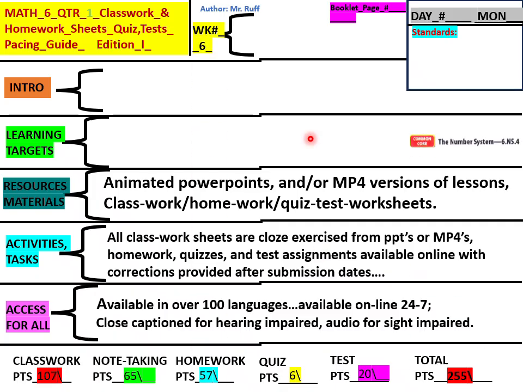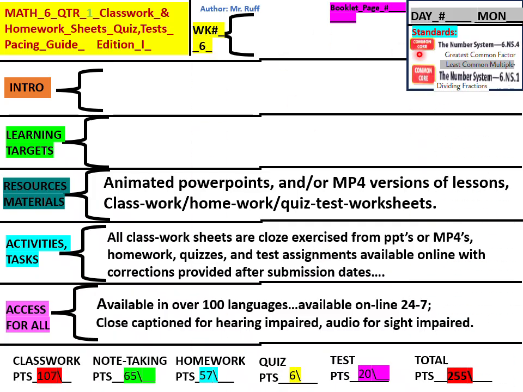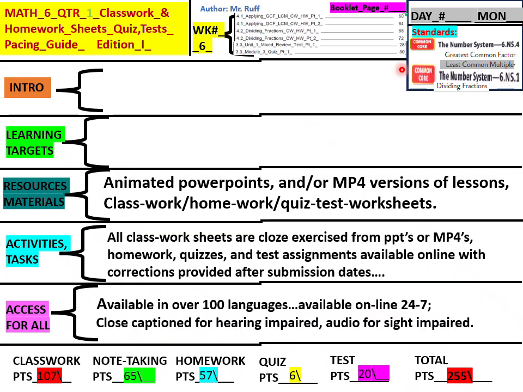So we start out here, Week 6, and we start out with our standards. What's our standards for Week 6? The number system, 6.NS.4, greatest common factor and least common multiple. And then the number system, dividing fractions, 6.NS.1.